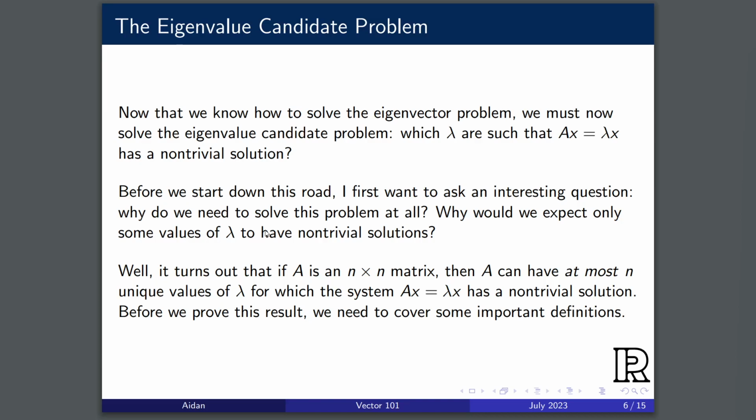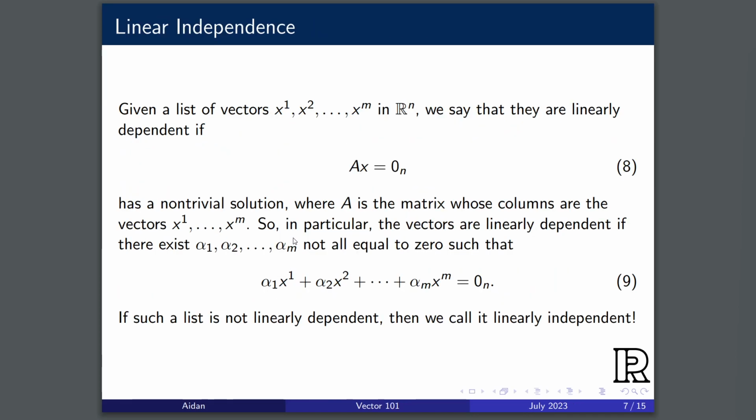And the result that we're going to talk about is that actually, if A is an n by n matrix, then at most n different values of lambda have non-trivial solutions. And we're actually going to go through almost a formal proof of that result, which I think may be the first time we've presented a full proof in lecture, but I felt that it was necessary.